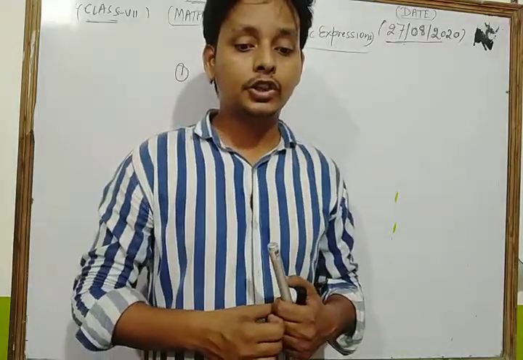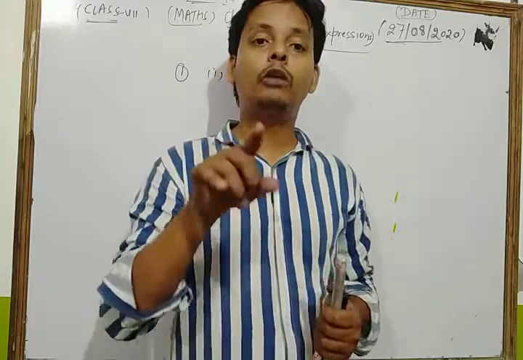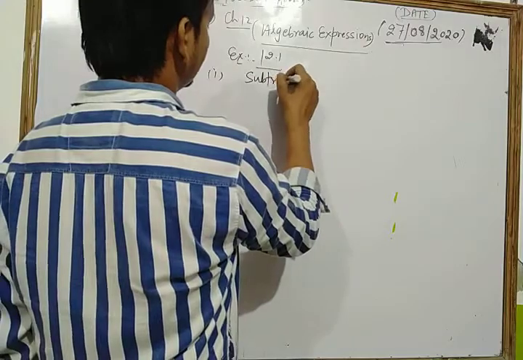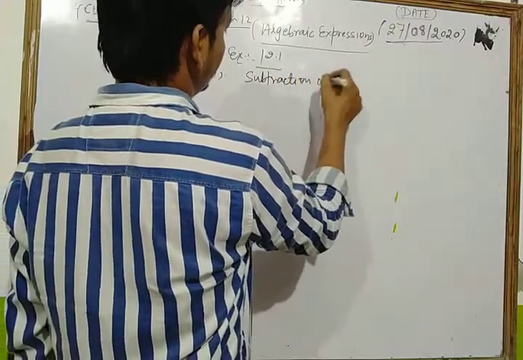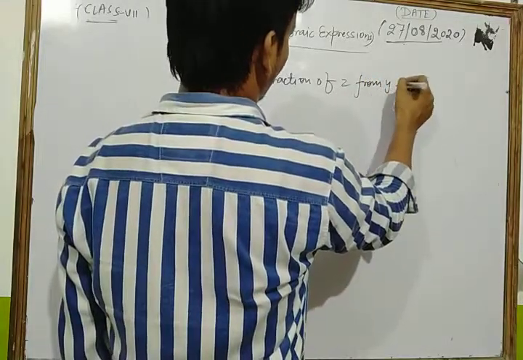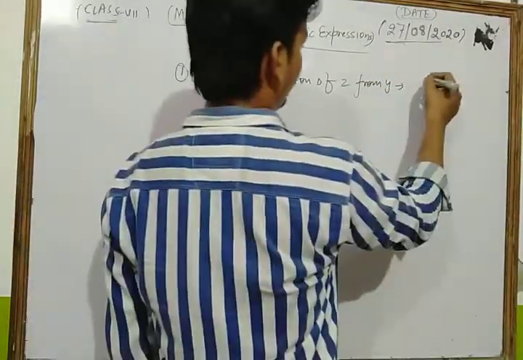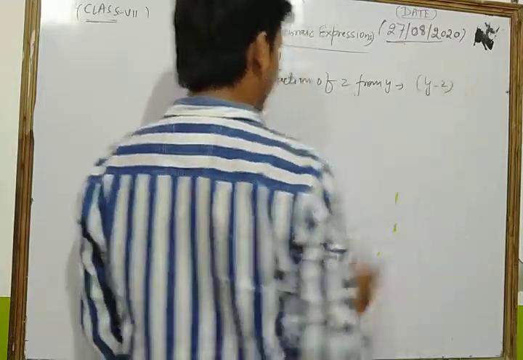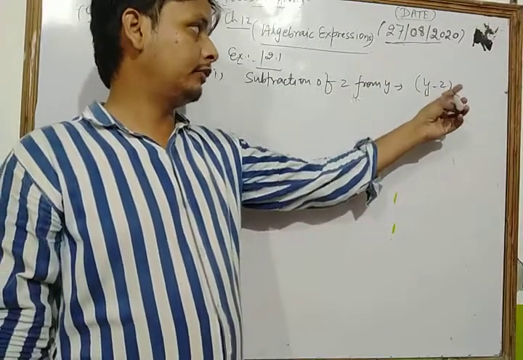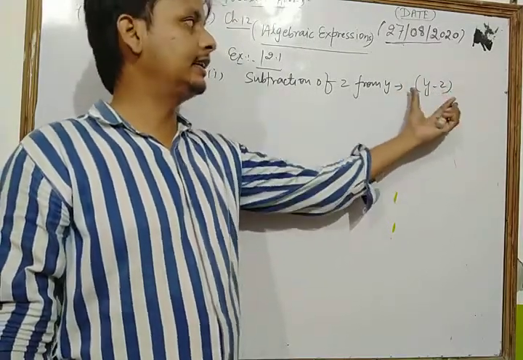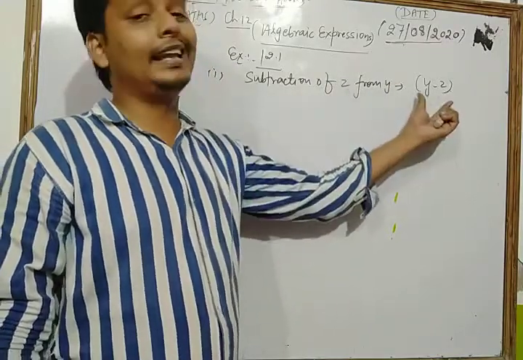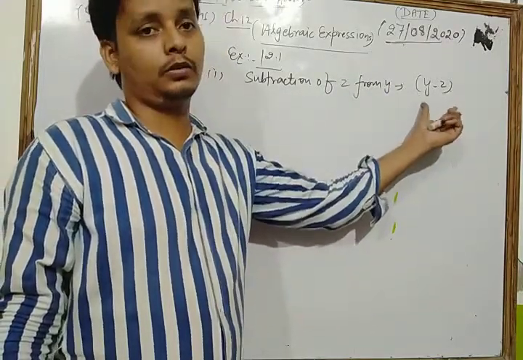We write the subtraction of z from y. What do we write? Subtraction of z from y is y minus z. This algebraic expression represents the subtraction of z from y. So we can write this statement in the form of an algebraic expression in this way.